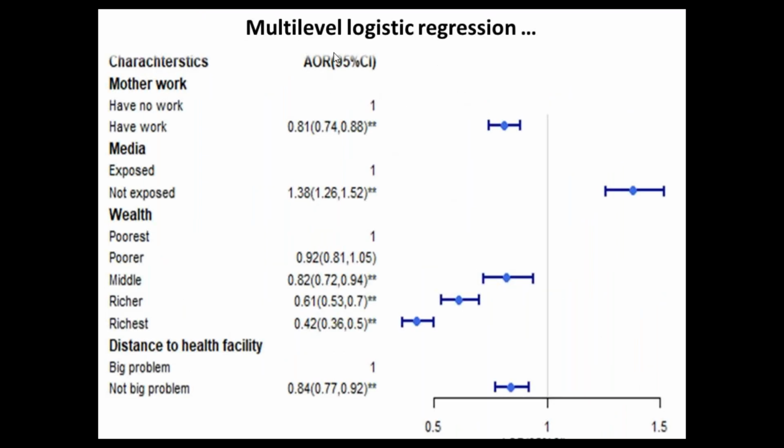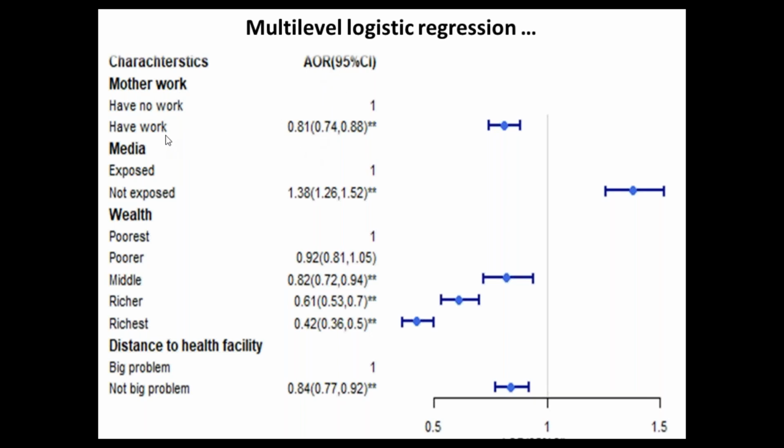This indicates the multilevel logistic regression. In the multilevel logistic regression, the vertical line indicates that to the left of this vertical line, the reference is risk, and to the right, the reference is protective. For example, in the first, mothers who have no work, the adjusted odds ratio is 0.81.